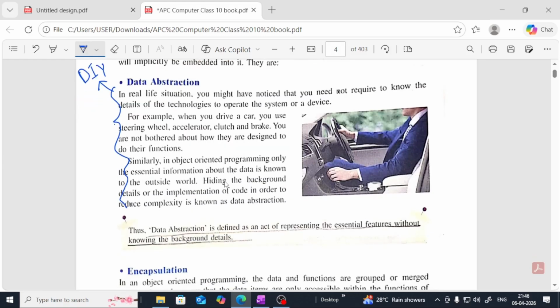Data abstraction is defined as an act of representing the essential features without knowing the background details. You might have noticed that you need not know the details of the technologies to operate a system or a device. For example, when I was in class 10, I used to play a lot of games like GTA San Andreas, GTA Vice City, Free Fire, Assassin's Creed, etc. We just play the game. We don't know how the character is jumping, what the functions behind it are. That is basically data abstraction.